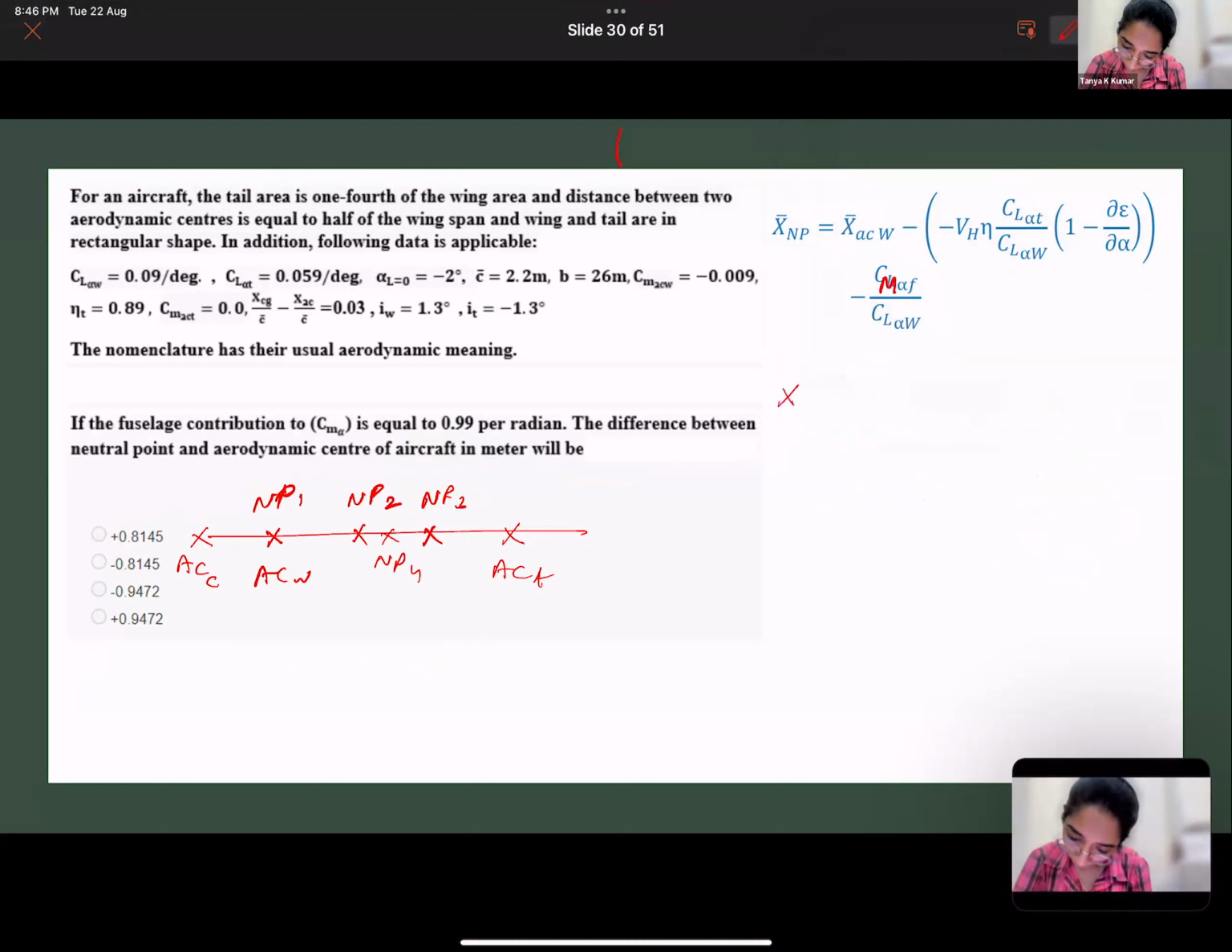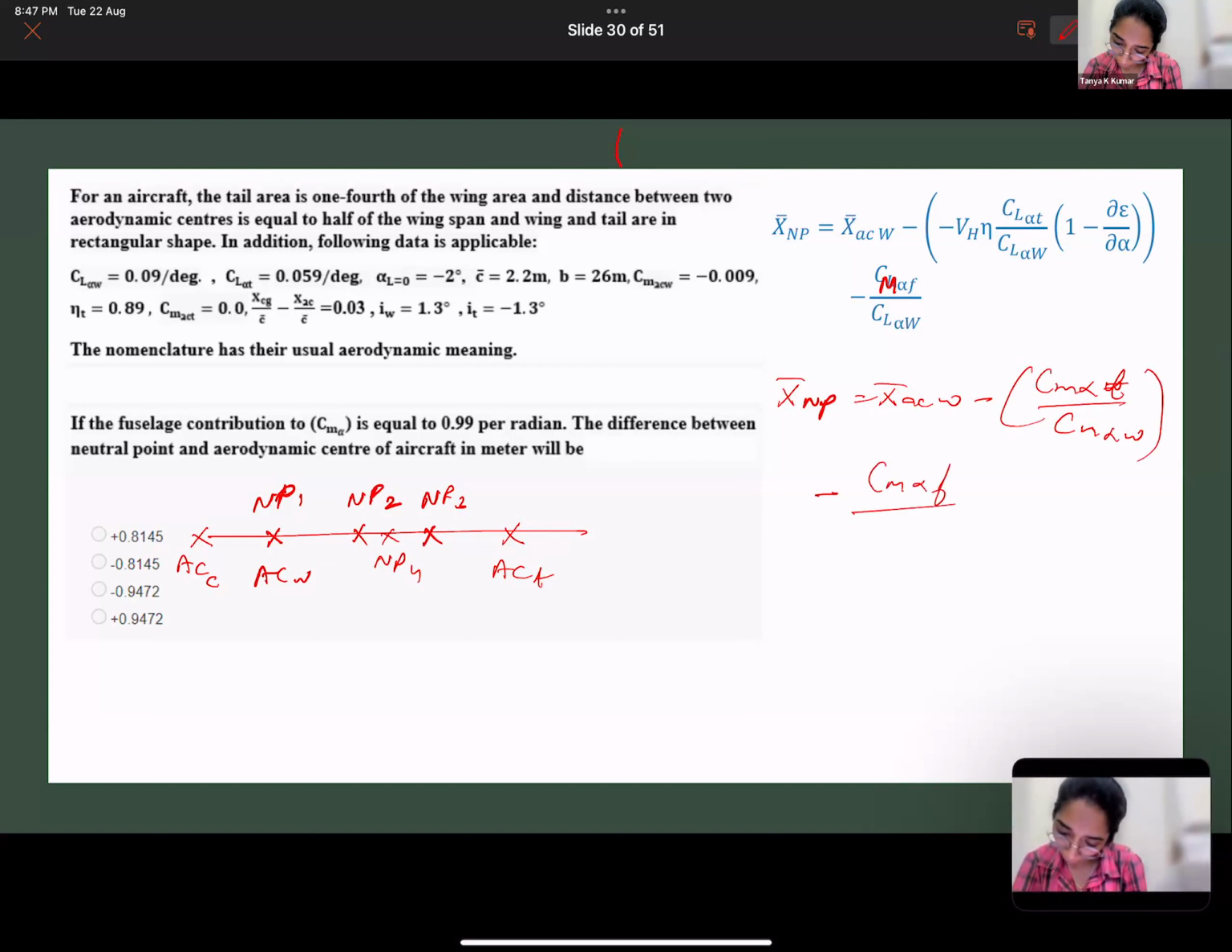So your X bar NP is X bar AC wing minus CM alpha tail by CL alpha wing and minus CM alpha fuselage by CL alpha wing, so on and so forth for each component. Okay, so just do it now. This is CM. I made a mistake in the equation. It is CM alpha fuselage, which is given in the question.